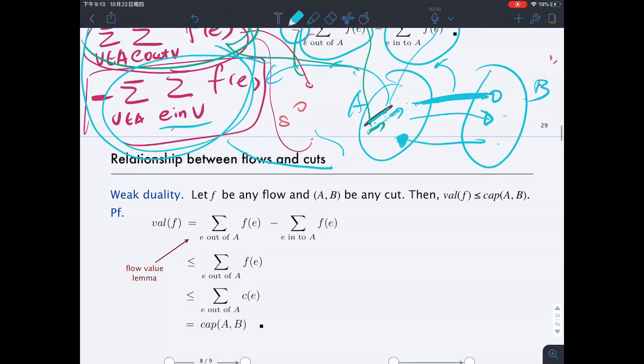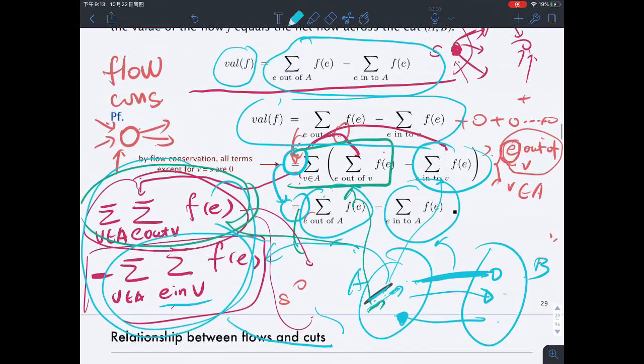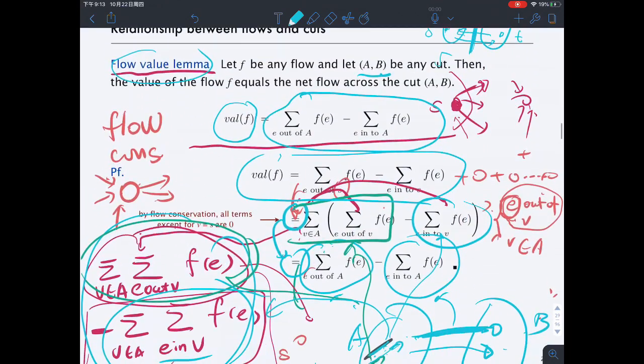So I think we are running out of time. From the weak duality to the strong duality, we are going to cover that in the next lecture.